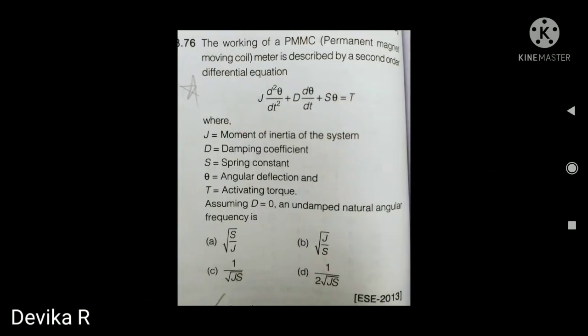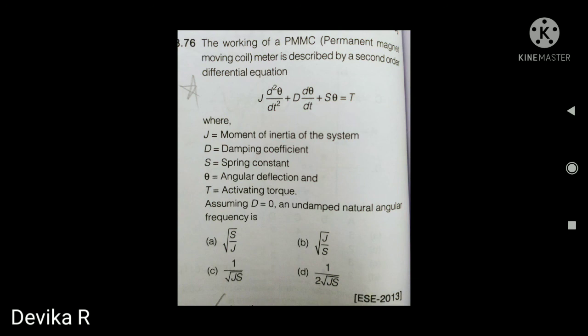Okay. The next question: the working of PMMC, permanent magnet moving coil meter, is described by a second order differential equation: J d squared theta by dt squared plus D d theta by dt plus S theta equal to T. What they have given is a mechanical system, so mechanical system transfer function.